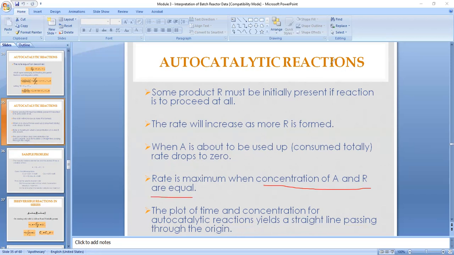Now, another graphical approach to this: the plot of time and concentration for autocatalytic reactions yields a straight line passing through the origin. So if you're going to linearize your equation for this particular type of reaction, there won't be any y-intercept. You only have a line in the form y is equal to mx with no b. That is why it's going to pass through the origin, and that's for the autocatalytic reactions.